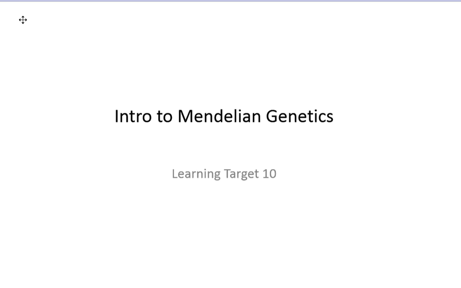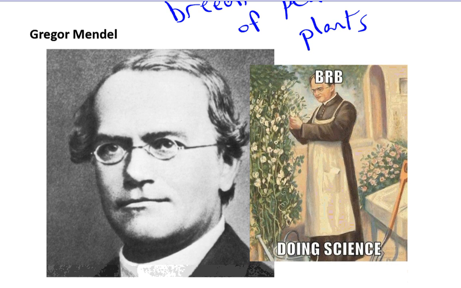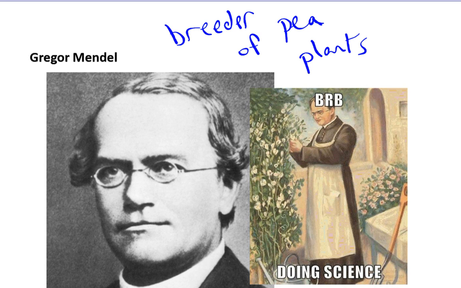This video is Unit 7, Learning Target 10, an Intro to Mendelian Genetics. Gregor Mendel is considered the father of modern genetics. He worked as a breeder of pea plants, and he also bred bees, but his work with pea plants has helped science understand inheritance, and that's why he's largely considered the father of modern genetics.